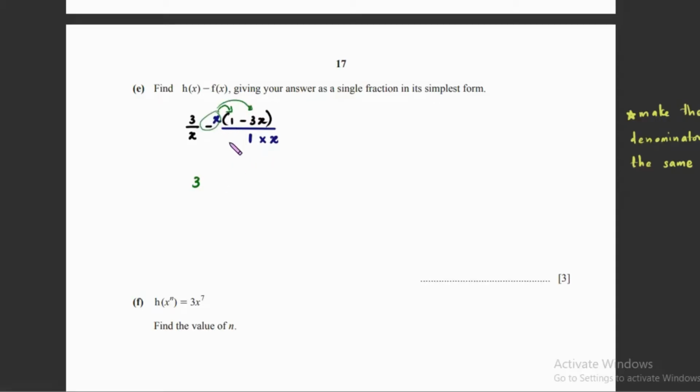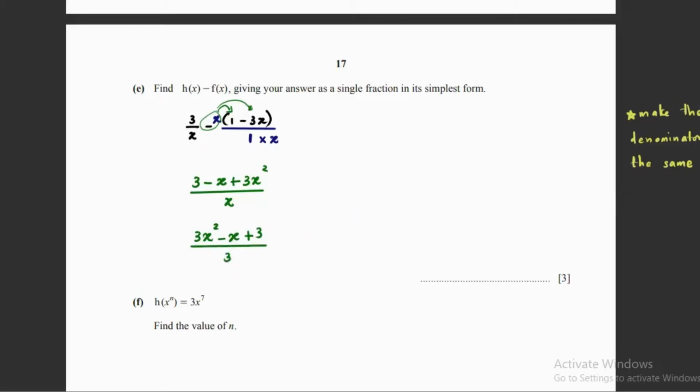So minus x times 1 is minus x, times minus 3x is plus 3x squared. And here, the denominator is x. Now, in this case, I have 3 minus x plus 3x squared. So if I want, I can rearrange it as 3x squared minus x plus 3 over x.